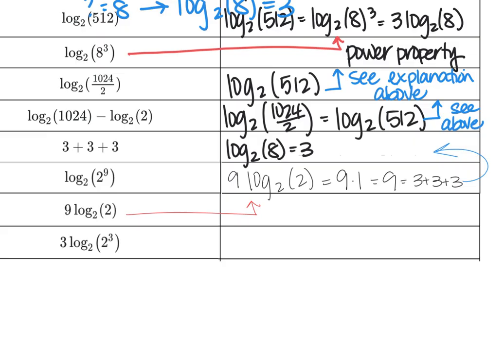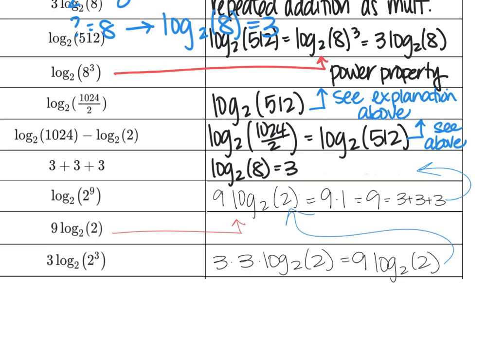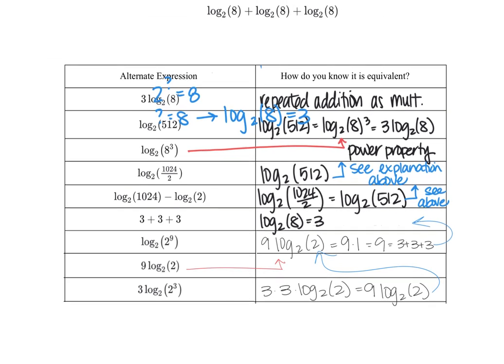And then last but not least, I have 3 times log base 2 of 2 cubed. So if I take that 3 that's an exponent and bring it down front, I have 3 times 3 times log base 2 of 2. 3 times 3 is 9. Log base 2 of 2. And once again, we've seen that here. Okay, so each one of these is basically the same exact problem, just written different ways.